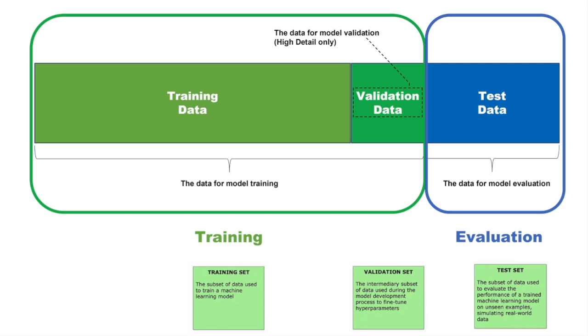Good. Once the model is fully trained and tuned, we use the test data. This is a completely untouched data set to evaluate how well the model performs on new unseen observations. And this gives us a realistic idea of how it would behave in the real world. In short, training data teaches the model, validation data tunes the model, and testing data evaluates the model.